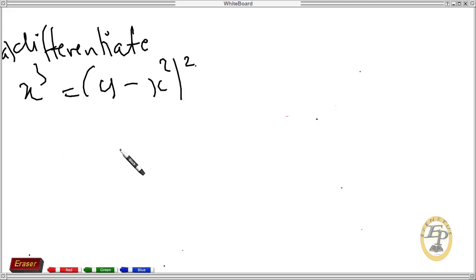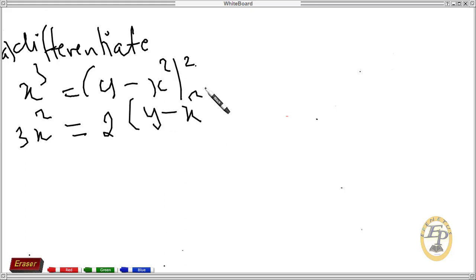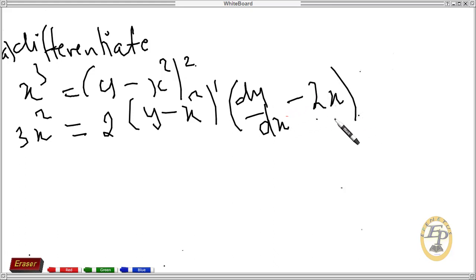Okay, on the next question, the last question for this, we're going to say the first derivative of x cubed is 3x squared, which is equal to, now here we're going to use the chain rule. So this is going to be 2 multiplied by (y minus x squared) to the 1, multiplied by the derivative of the inside, which is dy/dx minus 2x. So this is the scenario that we now have. The next thing is a matter of solving this by removing the brackets.